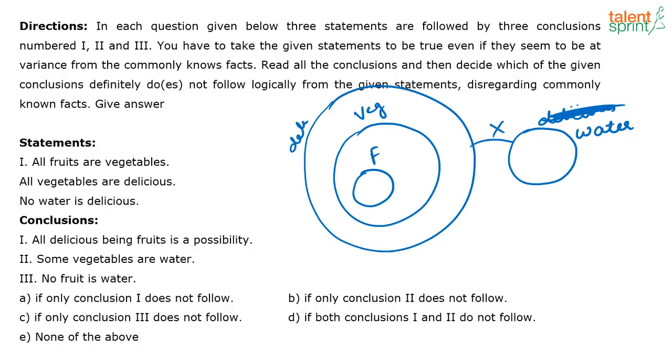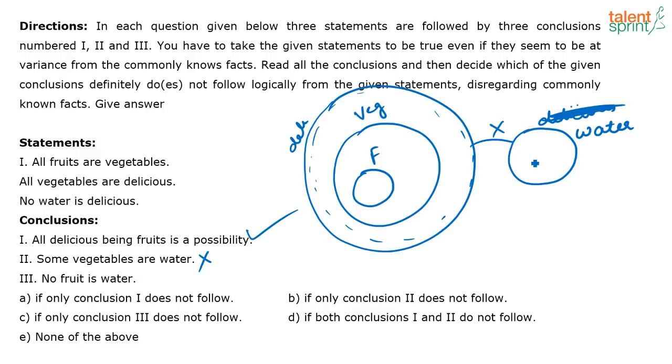Let us look at the first conclusion. All delicious being fruits is a possibility. Yes, fruits can be a set like this, no? It can be a set like this, along with delicious. Similarly, vegetables also can be a set like that. So this is definitely a possibility. Next one. Some vegetables are water. No, definitely they have given that no delicious is water, and vegetable is actually coming inside the set delicious. So some vegetables are water is not true. Definitely not true, does not follow.